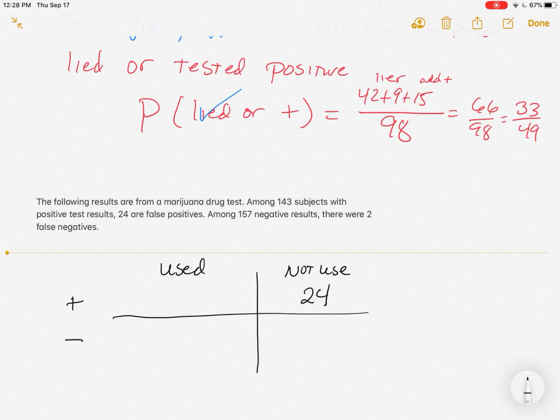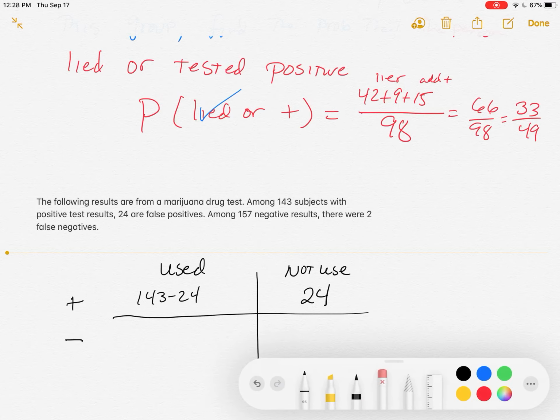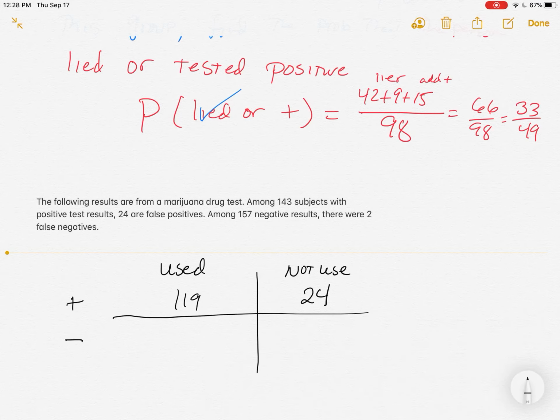Now, how am I going to get the other one? This is going to be 143 minus 24, or 119. So come in here and replace that with 119. So again, what we did is we said 143 subjects with positive test results. That's our first row. 24 were false positives. You get a false positive when the test says that you've used it by giving you a positive, but you did not use it. And then on the bottom, among 157 negative results, 2 were false negatives. So the 2 were right here, and the other 155 are right there.